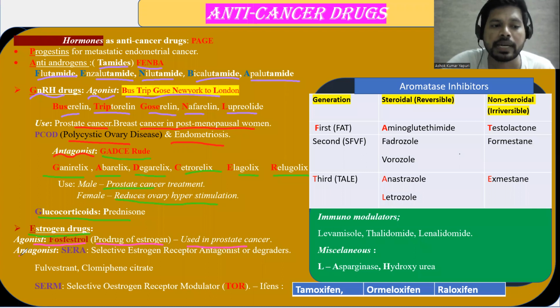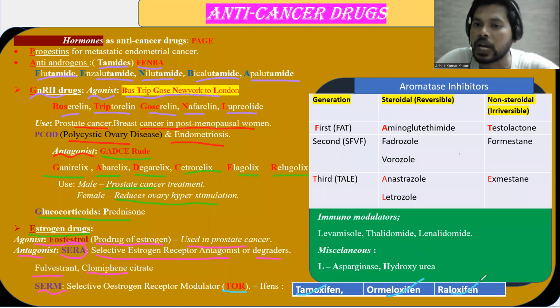And next, antagonists. In the antagonists, two categories are there. SERD, selective estrogen receptor degraders, like fulvestrant as well as clomiphene citrate. And next is SERM, selective estrogen receptor modulators. They can modulate the function of the estrogen receptor, with the trick TOR: tamoxifen, toremifene as well as raloxifene.